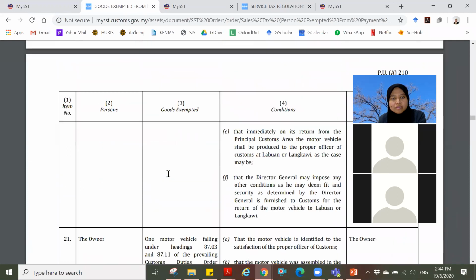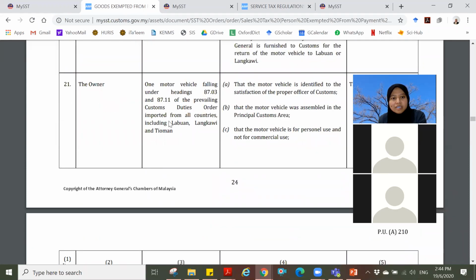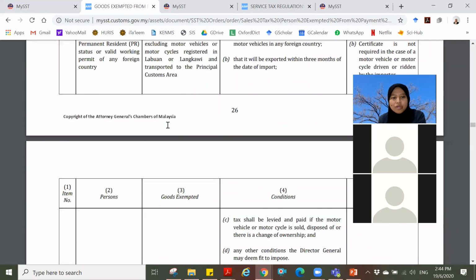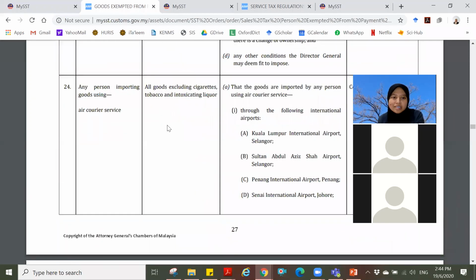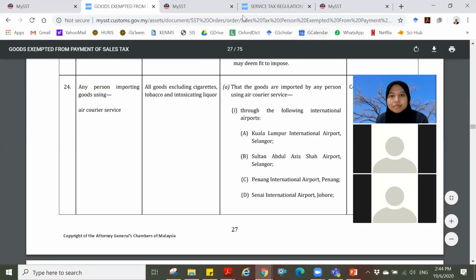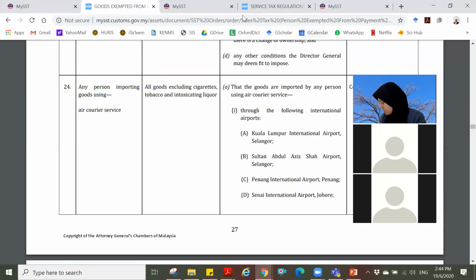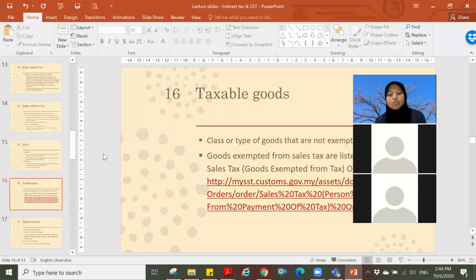Okay, so you can see different person, different goods. Don't worry, you don't have to remember this. I just want to show you. If later on you want to refer to it, you can refer to here. Okay, come back to this one.